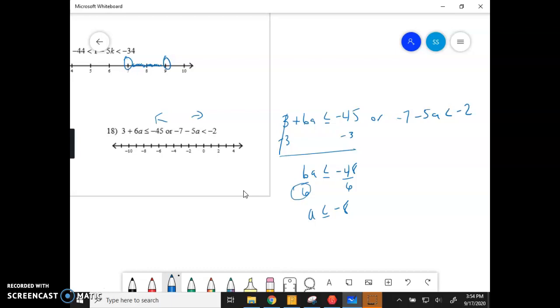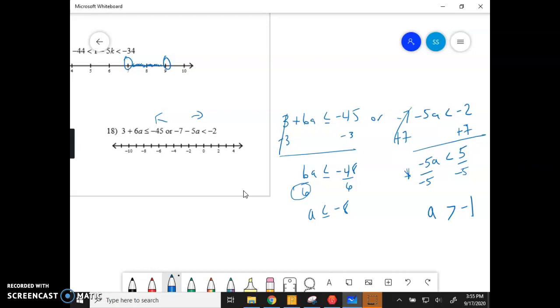This one I'm going to need to. I have a negative sign. I want to get rid of this negative 7, so I have to add 7. Add 7. This side will cancel out. I get negative 5a is less than negative 2 plus 7, which is 5. Now I want to divide by a negative. I'm dividing by a negative to solve, so I know I need to switch the sign. Negative 5 divided by negative 5 is a, and positive 5 divided by negative 5 is negative 1.